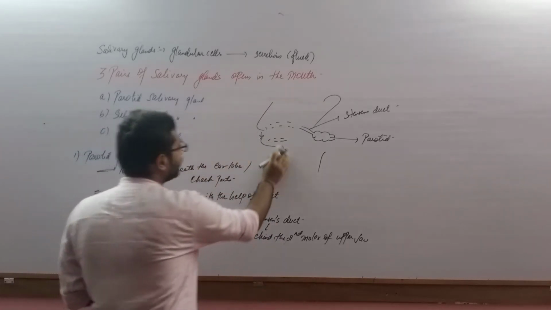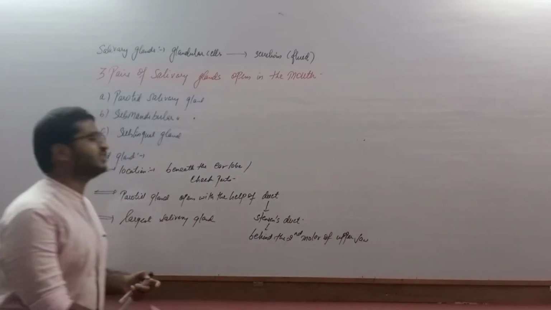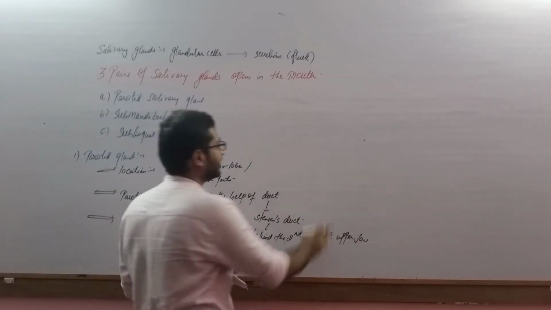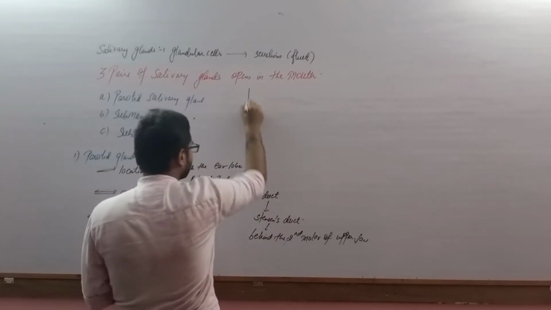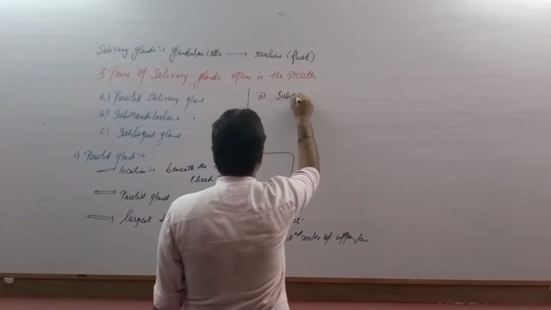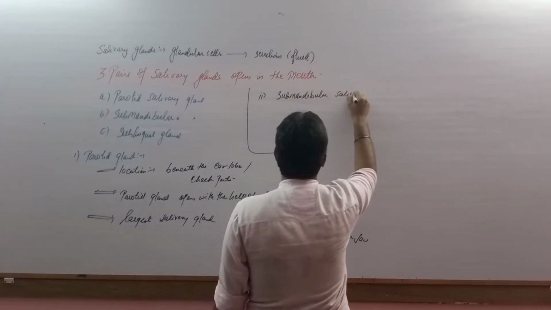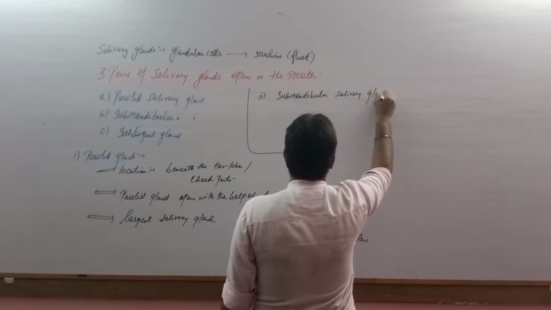Now let us discuss the second gland, which is the submandibular or submaxillary salivary gland. So the second is the submandibular salivary gland.